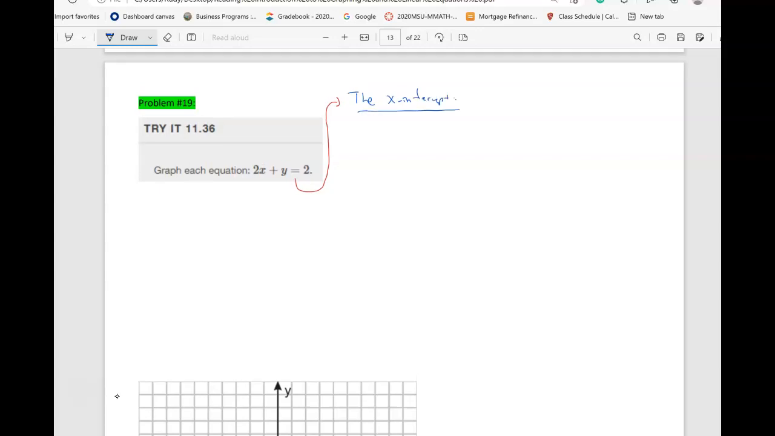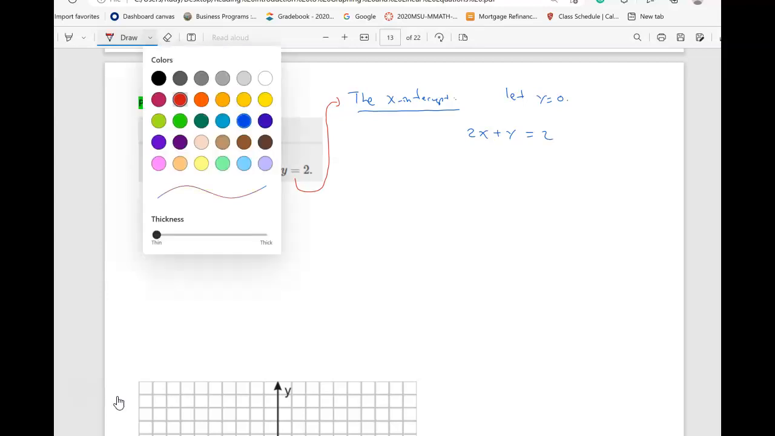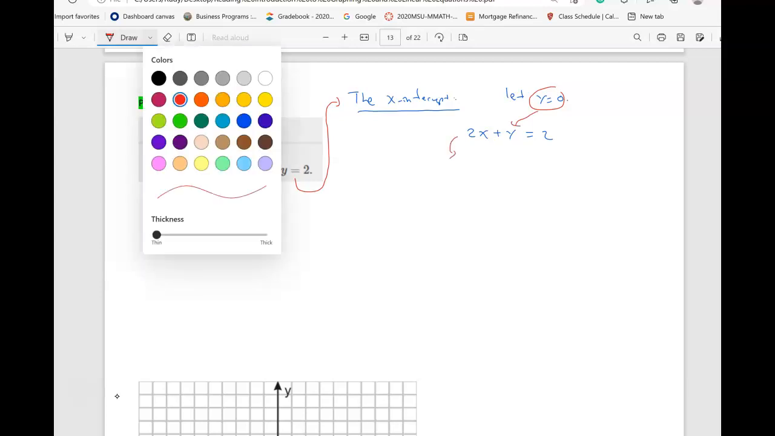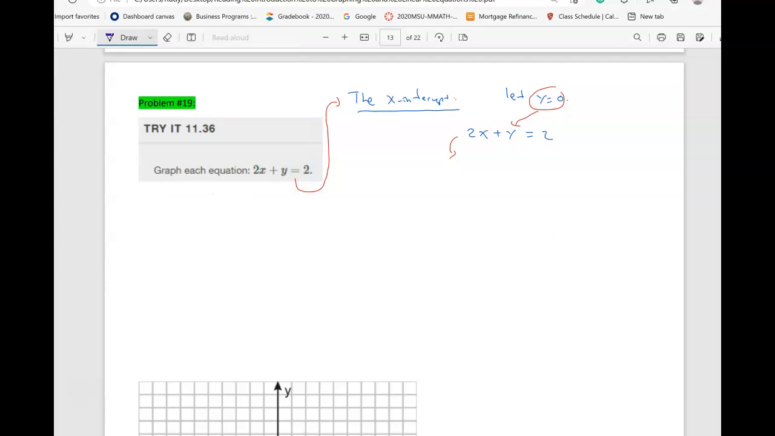it's going to occur when your y value is 0. So technically you're going to let y equal 0. And then your equation is 2x plus y is equal to 2. And all we're going to do is plug in 0 for the y value. So in this case, we're going to end up with 2x plus 0 is equal to 2, or technically 2x is equal to 2.